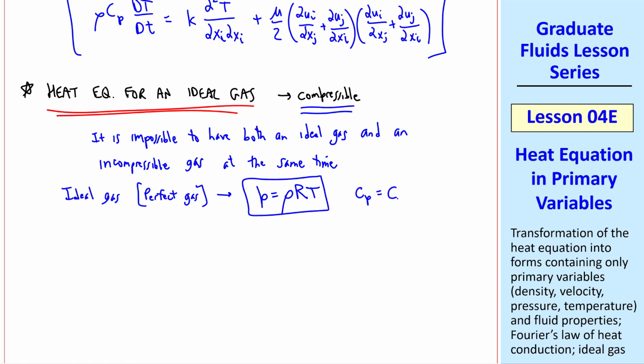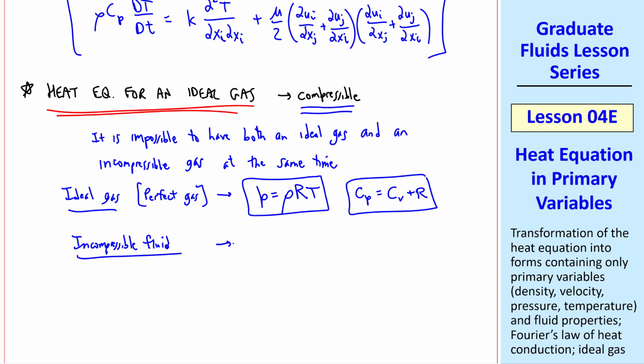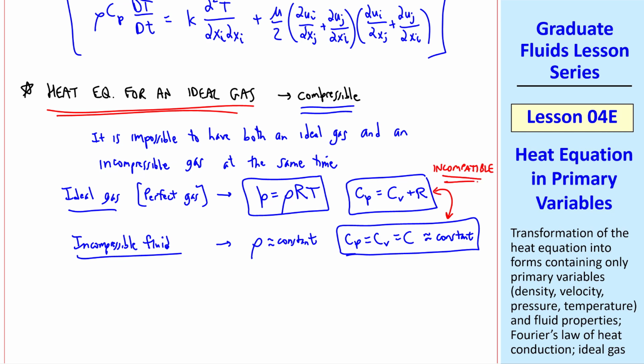In fact, Cp equals Cv plus R, whereas for an incompressible fluid, like our incompressible liquid above, rho is approximated as constant, and as we said, Cp and Cv are the same. We also assume that these are constant. Comparing these two, they're incompatible.